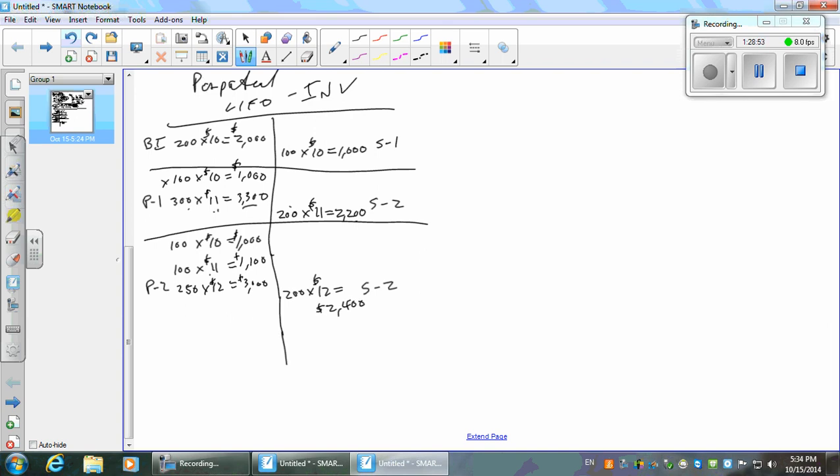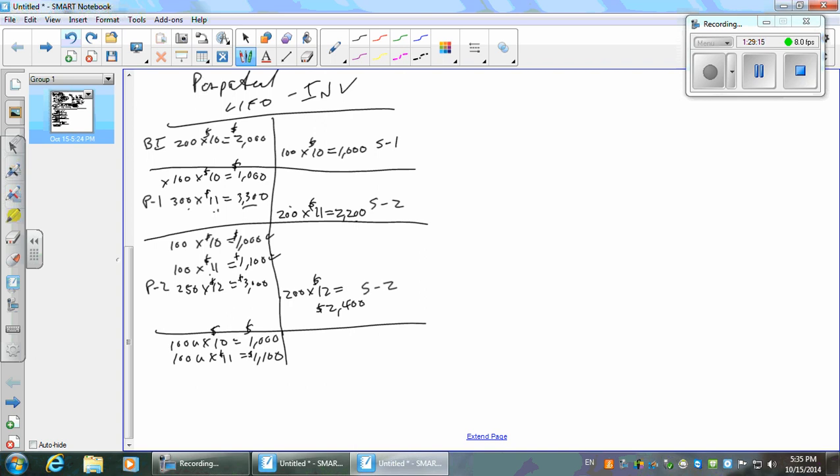So what do I have left in my ending inventory? I have 100 units at $10, which is the $1,000 I have from the beginning inventory, right? That's that one. I have another 100 units I didn't get rid of that cost me $11. That's $1,100. Everybody agree with that?